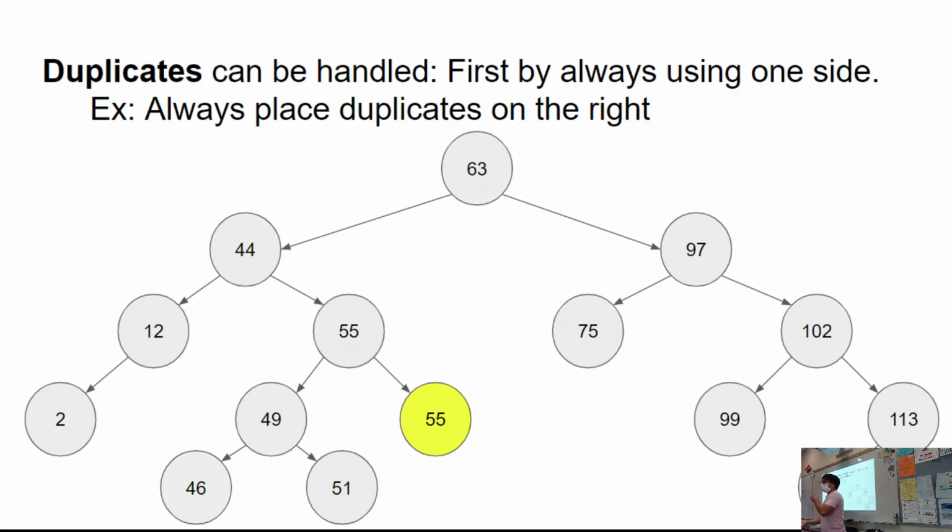Now if I chose to put 55 on the left side, and every other duplicate on the left side, it would go over here to 49, bigger than 51, it's going to sit on the right side of 51. Not quite in the same space, but we're always keeping up with the same rule. And we'll always find it in the same ideal space.